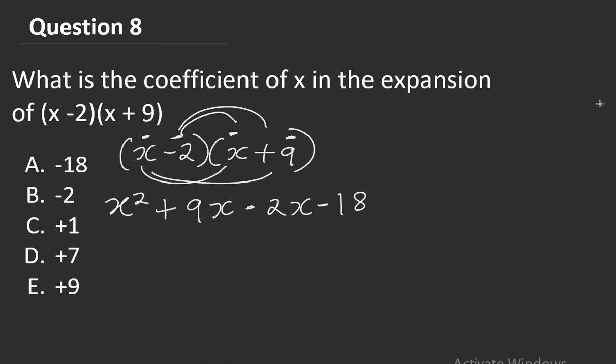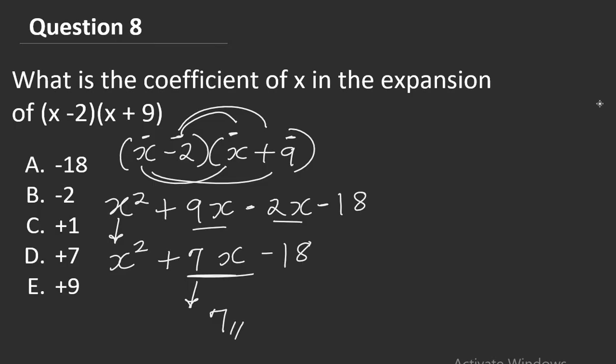Alright. Now that I've broken the bracket and expanded, let's bring it down. 9x and 2x are similar, so we can add or subtract them. So plus 9x minus 2x will give me plus 7x minus 18. In the question, they want us to get the coefficient of x. So the coefficient of x here is 7. The right answer is D, plus 7.